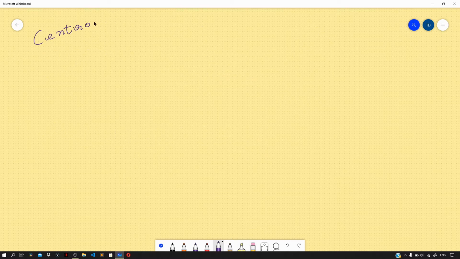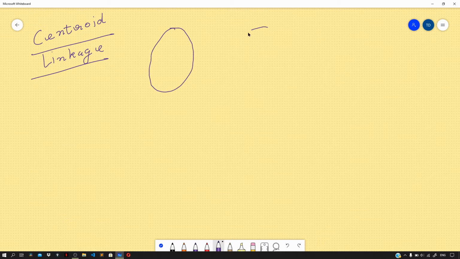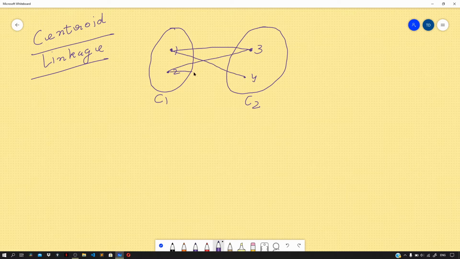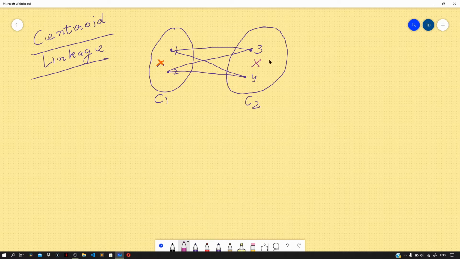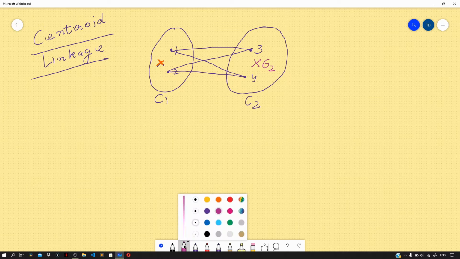Centroid linkage. So let us say that we again have the two clusters, C1 and C2, points 1, 2, 3 and 4. And these are our pairwise distances, 1,3, 1,4, 2,3 and 2,4. So for the first cluster, let us say our centroid is this point. Let me mark this using some other shade. Let us use orange for this one. And then for the second cluster, let us say our centroid is this point. So let me denote the second centroid by G2 and the first centroid by G1.